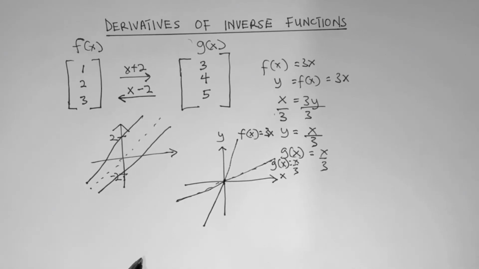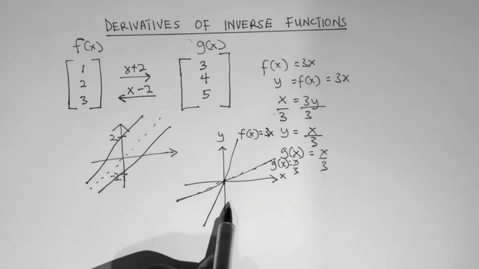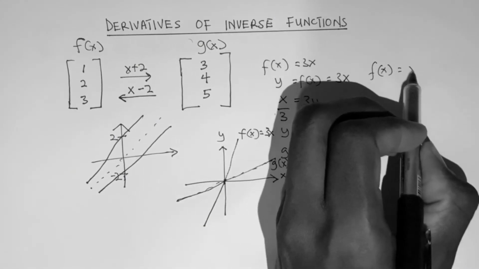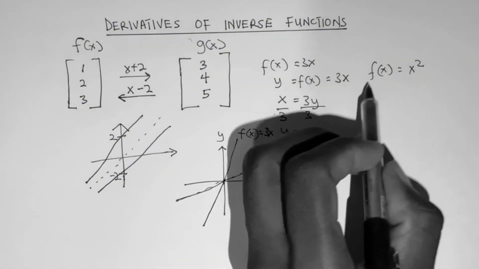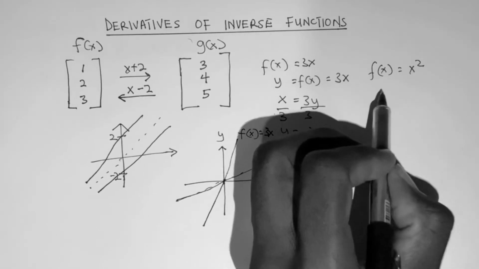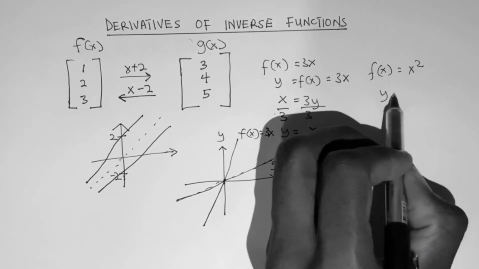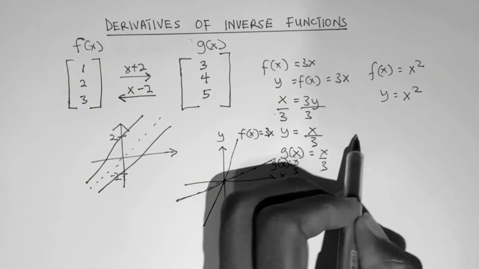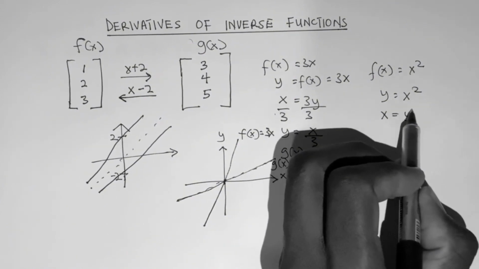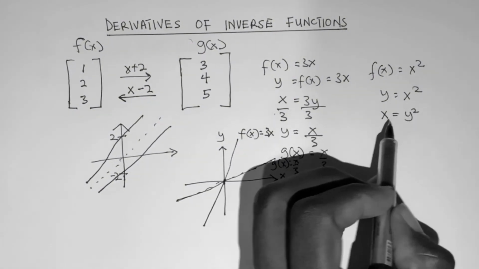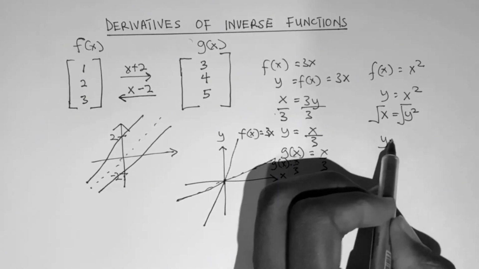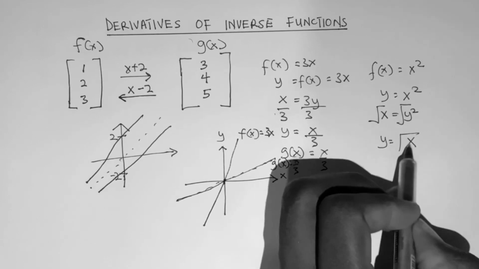Now, what if instead of x over 3, it was f of x equals x squared? So we need to find g of x, which is the inverse of f of x. So what we'll do is that we'll say let y be equal to x squared. Then we'll interchange y and x. So in this case, x is going to be equal to y squared. Then we'll solve for y. So in this case, we just take the square root on both sides. And therefore, we find out that y is equal to root x.